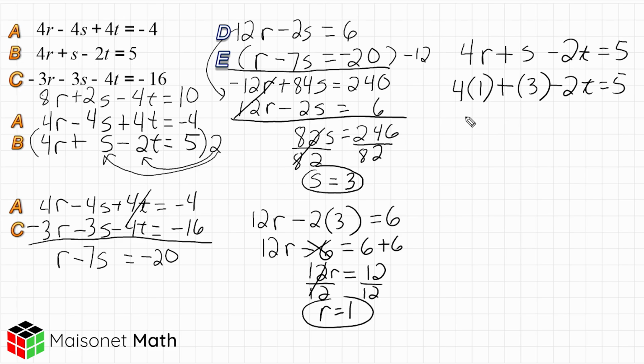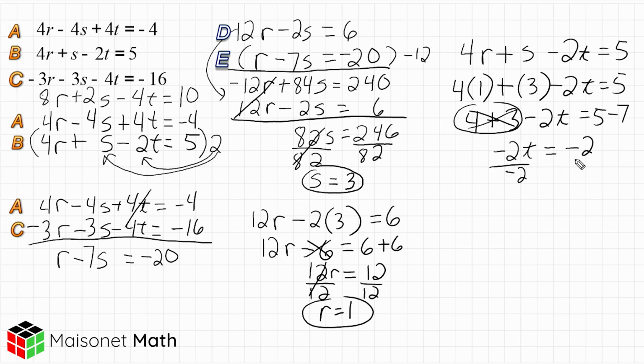So we have 4 times 1 is 4, plus 3 minus 2t equals 5. 4 plus 3 is, of course, 7. But what I'm going to do is take this positive 7 and move it to the other side as negative 7 right away. So that leaves me with minus 2t is equal to 5 take away 7, which is negative 2. And if we divide both sides by negative 2, that ends up giving us t is equal to positive 1.